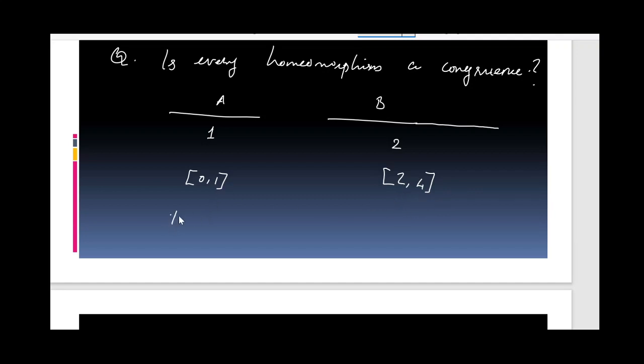Now define a function f from A to B as f of x equal to 2x plus 2. Is it continuous? Yes, definitely, because it is a polynomial function, so it should be continuous. Then f is continuous, and its inverse, when you take g from B to A.